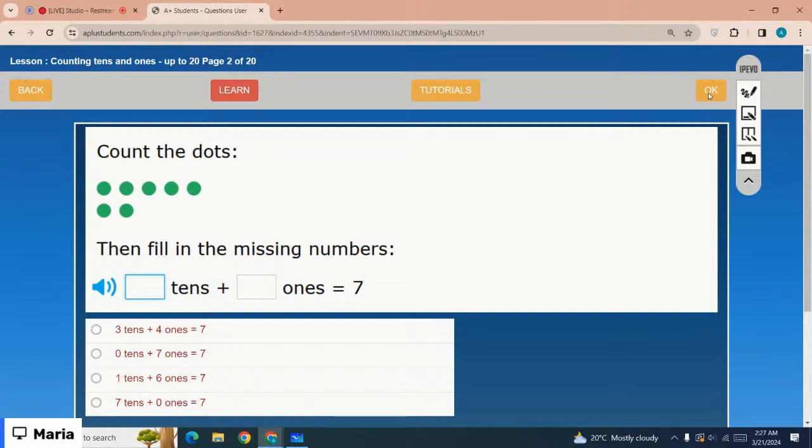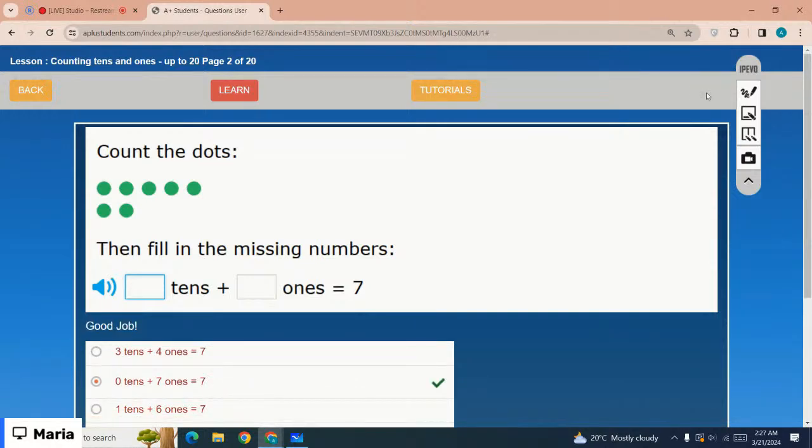The correct option is there are seven dots, right? So no tens, zero tens and seven ones. The correct option is option number two. You have no tens here, only seven dots. So that means seven ones, right?